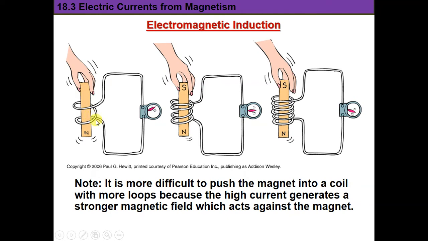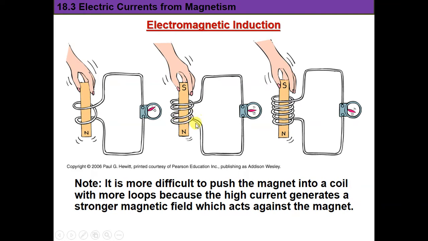So it's like 2 magnetic fields against each other. It's like the effect when bringing 2 magnets near each other. They will push each other, right? You will feel the force exerted by them. So what is the note here? The note here is that it's more difficult to push the magnet into a coil with more loops.